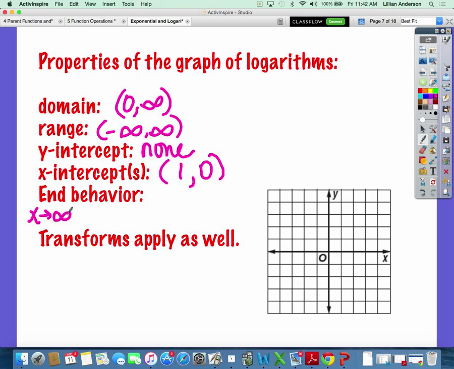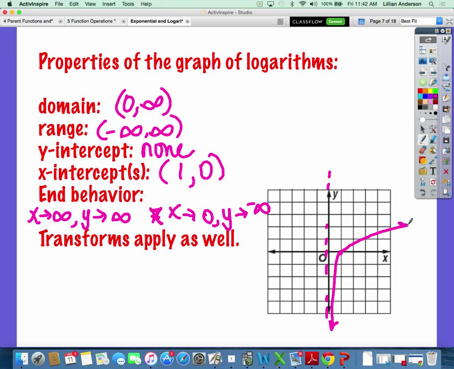And what about our end behavior? As x approaches infinity, y approaches infinity. And what's happening as x approaches 0? What is y approaching? Negative infinity. Yes. So there's basically an asymptote right there on your y-axis. It crosses the x-axis at 1, 0. As x approaches 0, y goes off to negative infinity, and the other end shoots off that way.